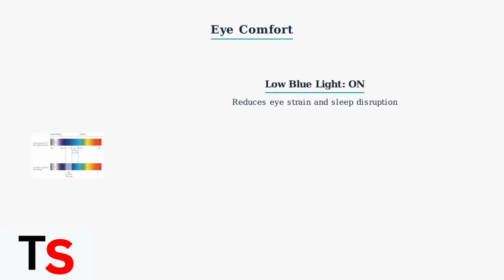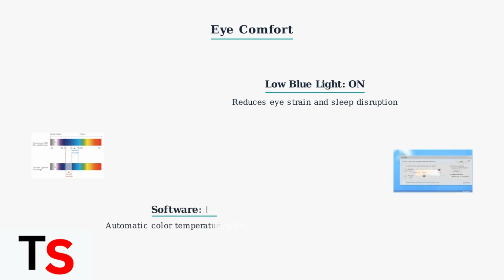For extended viewing sessions, eye comfort becomes crucial. Blue light reduction and proper color temperature help prevent eye strain and improve sleep quality. Enable low blue light mode on your monitor to reduce harmful blue light emission. This feature filters out the blue wavelengths that can cause eye strain and disrupt sleep patterns.